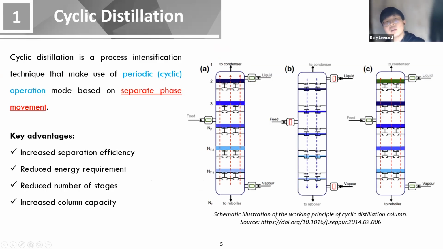So I will try to introduce the cyclic distillation column. The basic principle of cyclic distillation column is that it makes use of separate phase movement, or we actually separate the movement of vapor and the movement of liquid into two different periods within the column. The key advantage of this kind of system is that we can have an increased separation efficiency, and we can also have reduced energy requirements, reduced number of stages, and increased column capacity.